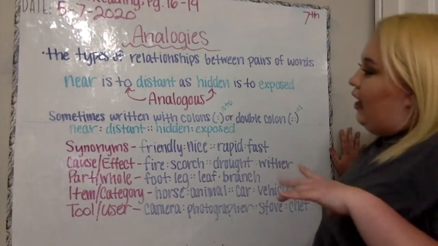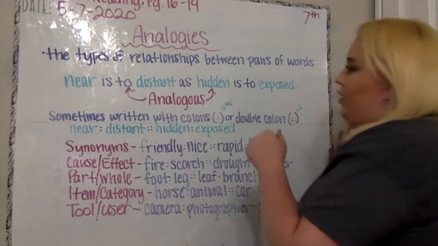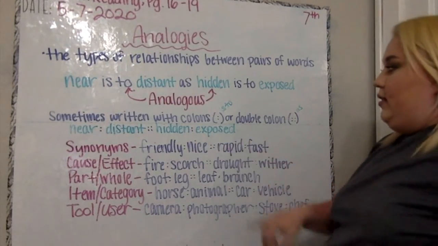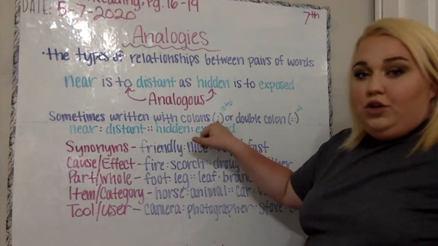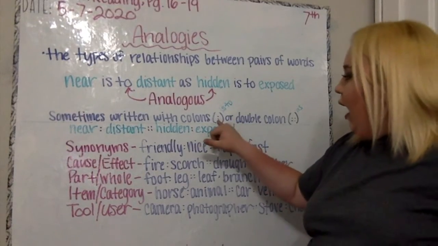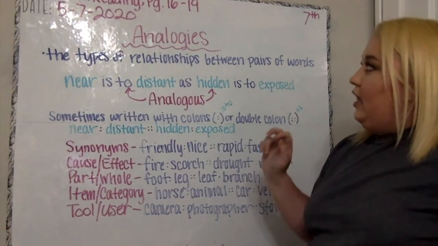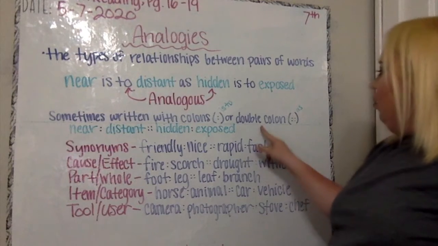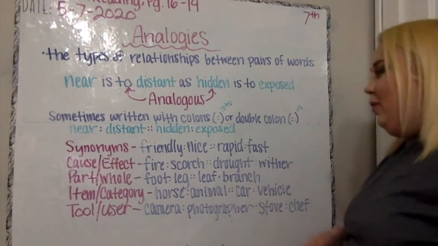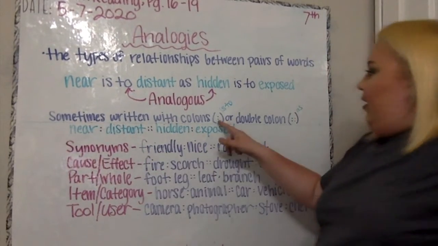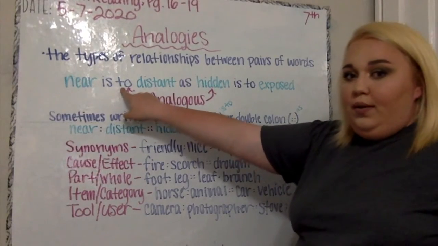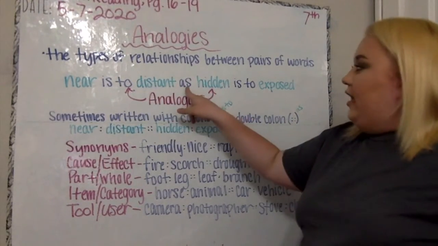So instead of writing near is to distant as hidden is to exposed, you can use colons. Now a colon is just those two dots. Hopefully you can see it. If not, they're in your packet. Those two dots that you sometimes see, and then a double colon is just those two dots 2 times. That's all that a double colon is. So that single colon stands for is to, whereas that double colon stands for as.